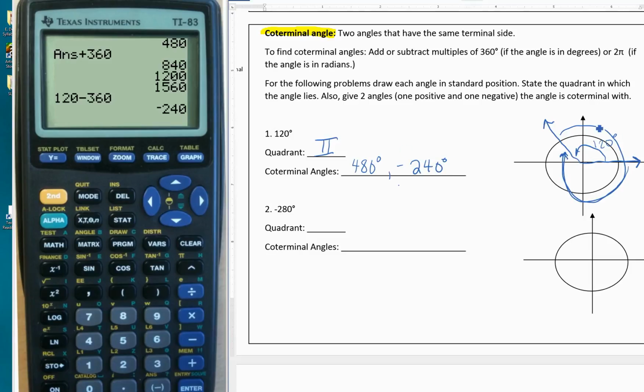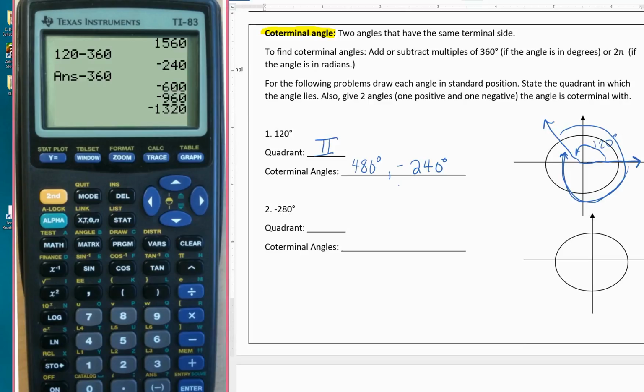And we could keep subtracting 360. We'd see that negative 600, negative 960, negative 1320, all of these would be coterminal with 120 degrees.